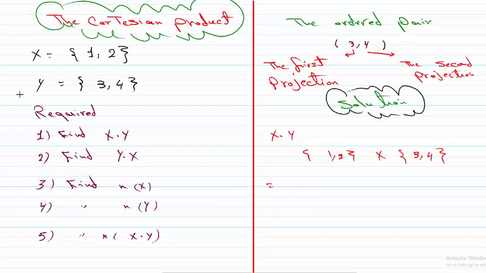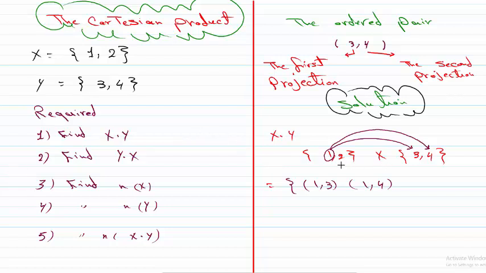How to write the answer? At first, we will start by the first element in the first set, which is 1. 1 joined by 3. Write the answer in the form of the ordered pair. 1 and 3, close brackets, 1 and 4. First element, which is 1 joined by 3, 1 and 3 is ordered pair, then 1 and 4.